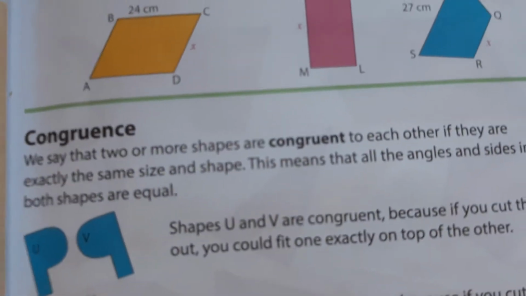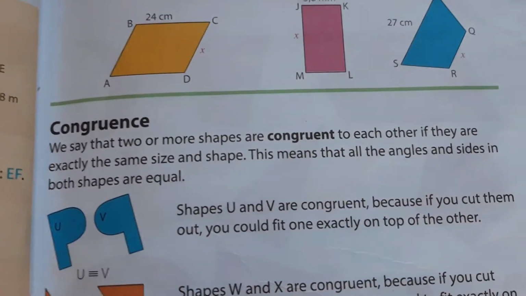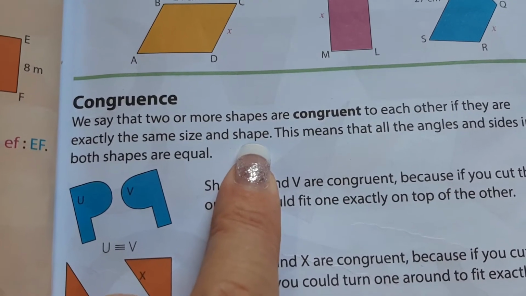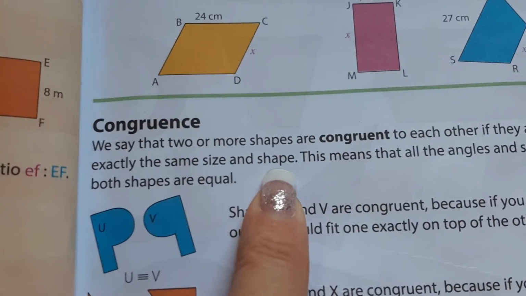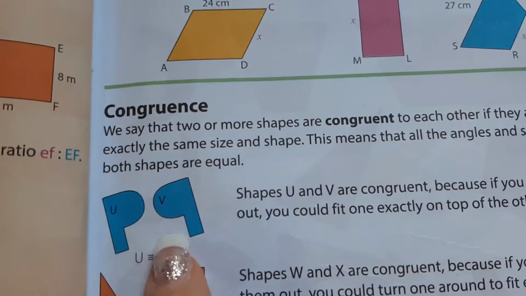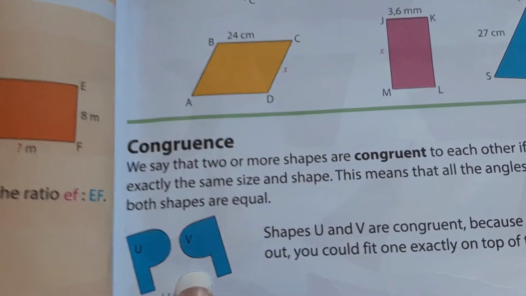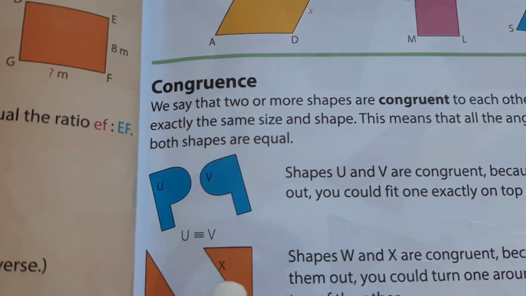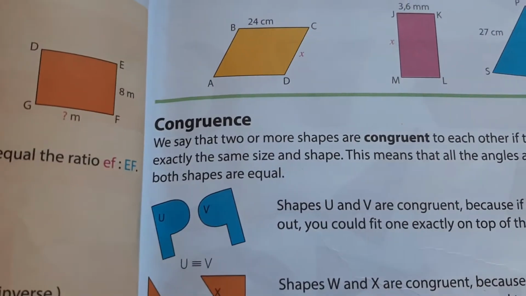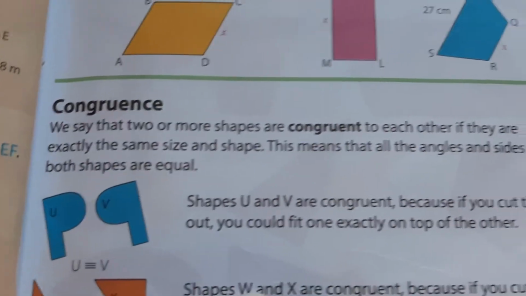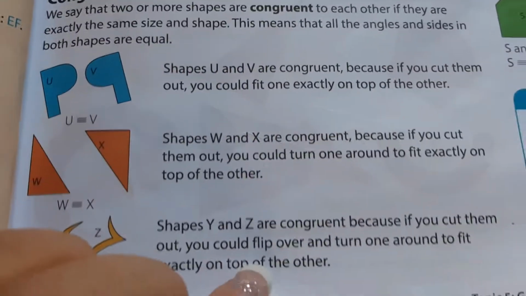Now, congruency is what is most important: same size and shape. Everything must be the same. These two shapes must be like identical twins. I can almost say they must be the same color, they must be the same size, everything about them must be the same, then they will be congruent.